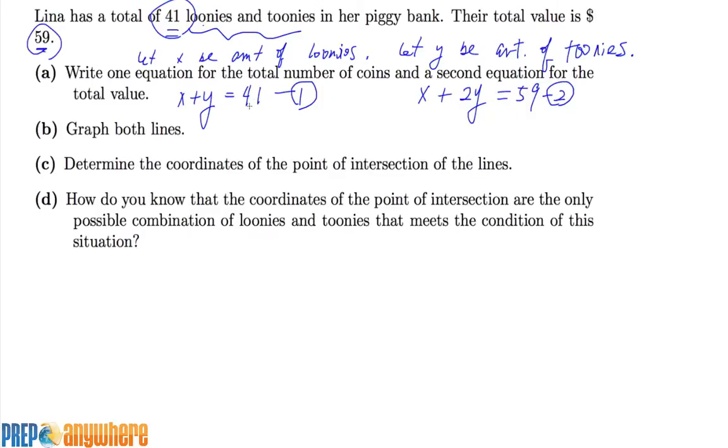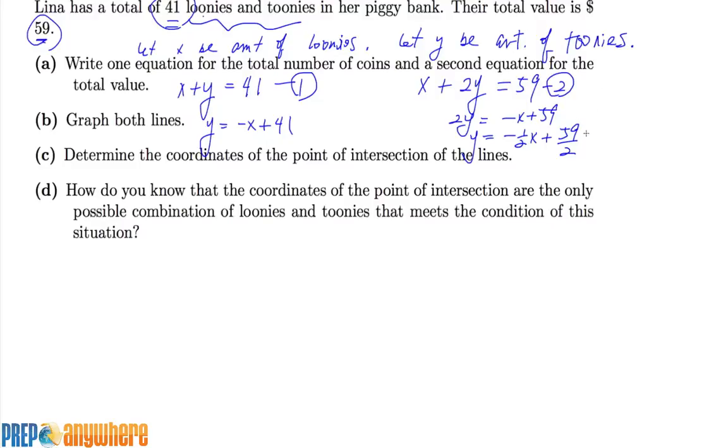It says to graph both lines. So this one, if you isolate the y, you get y equals minus x plus 41. Here, the first step is to isolate y. So we get 2y plus x equals 59, and we get y is equal to minus half x plus 59 over 2. Okay, so note that this in mixed form is 24 and a half.